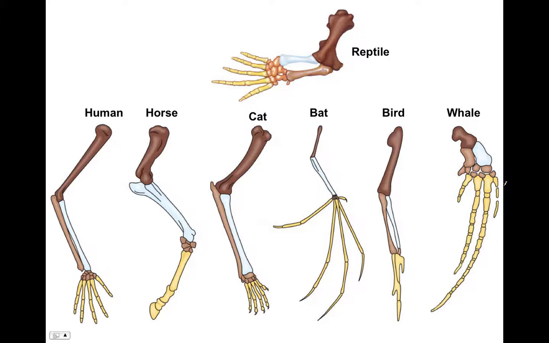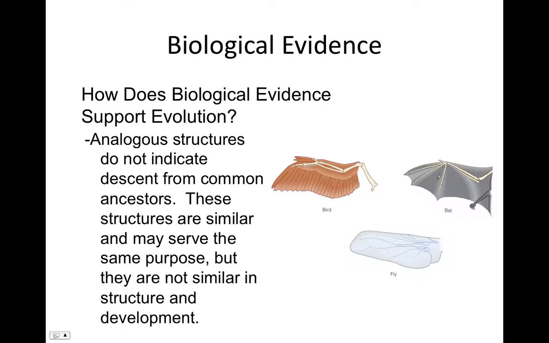And then the whale, these more, what's the word? Not distal, but closer to the body. Proximal. I believe it's proximal. The proximal bones of the forelimb, like the humerus, are shortened, but the digits have been significantly elongated to form a flipper. So it's long but wide. All right, so those are homologous structures.